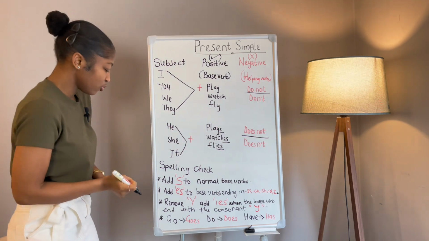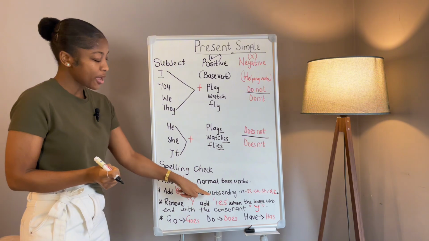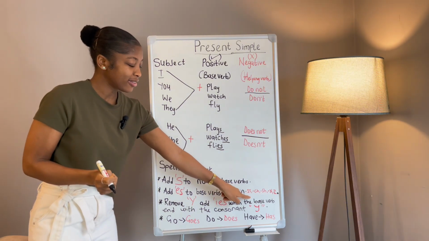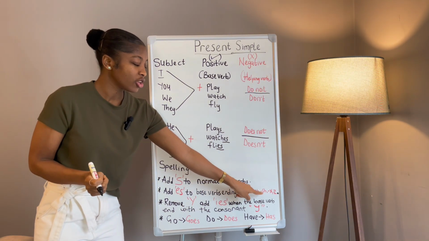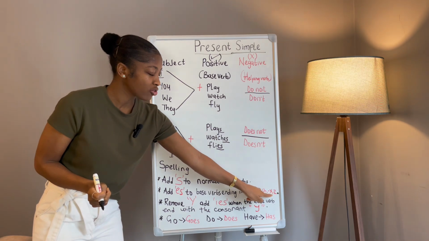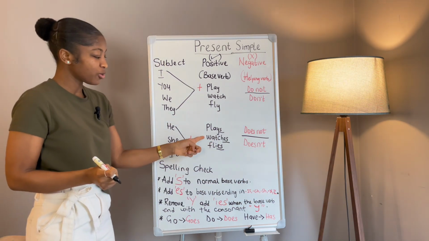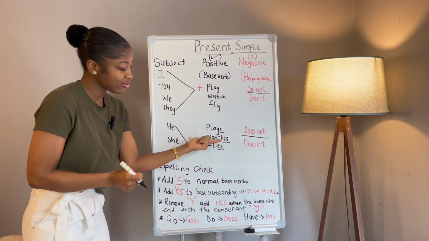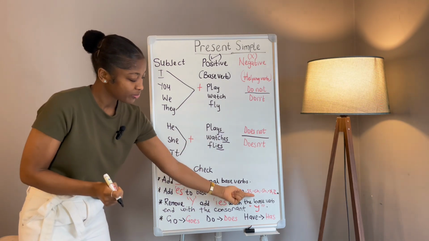Another rule is to add es to the base verb ending in ss, ch, sh, x, or z. And here I have written the verb that ends with ch, which is here, right?